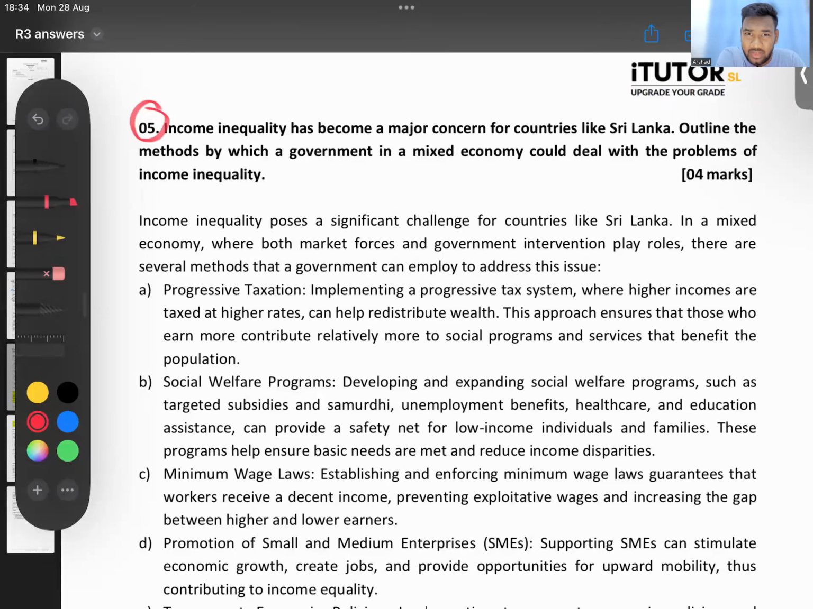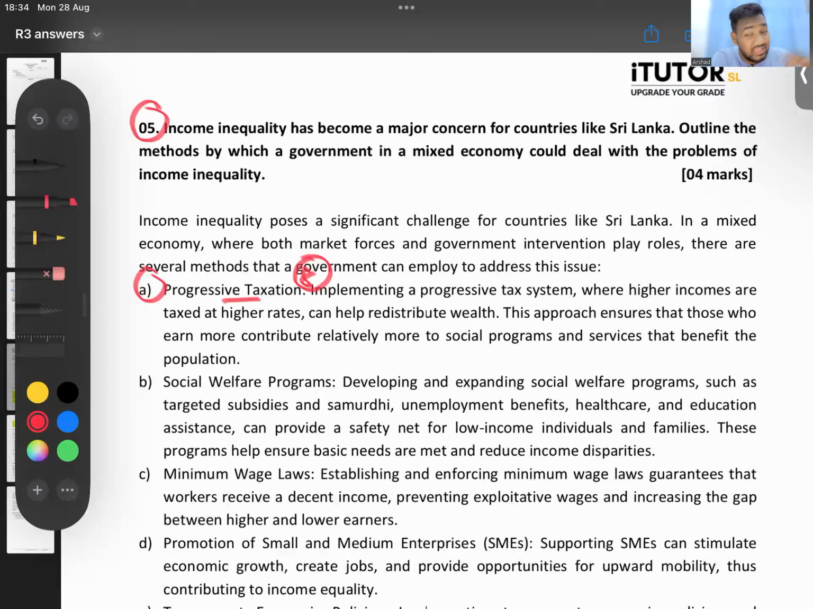What is income inequality? Income inequality means some people are getting very high income, some people are getting very low income. There's a big gap between the rich and the poor. So what can the government do in a mixed economy? That's my question. So what are the answers, guys? One, progressive taxes. We learn this in detail in unit number 8, right? What are progressive taxes? Where you charge the rich people higher amounts of tax, right?